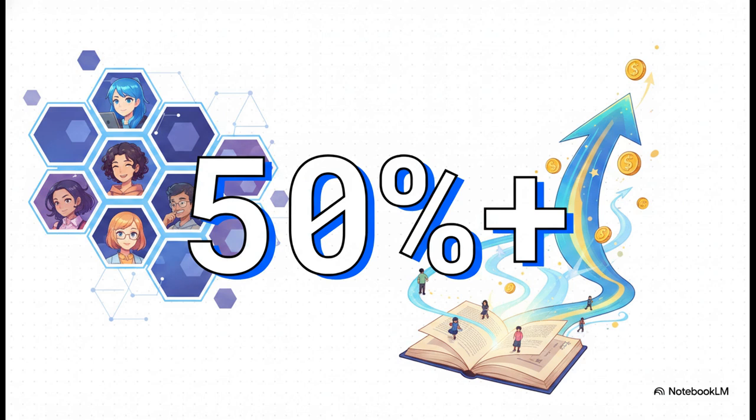Take this 50% plus figure, for example. Within the Hive platform's community ecosystem, which they call the content swarm, users can create and sell their own educational courses. And because it's built on these new Web3 community principles, creators can earn 50% or more per sale. That directly incentivizes knowledge sharing and turns everyday learners into earning prosumers.